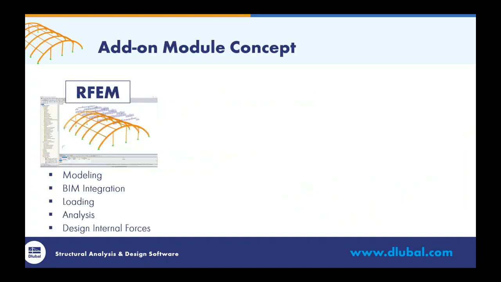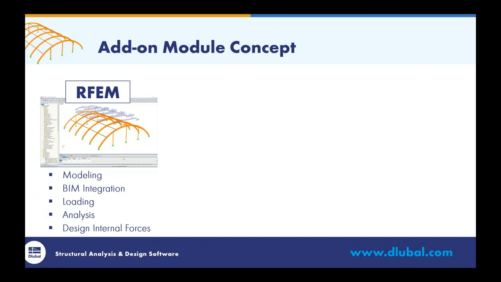So for those of you who are not familiar with our program, we do work with the add-on module concept. RFEM is our main finite element analysis program. This allows us to fully model our structure. All of our materials and cross sections from the various standards are available within this main program. We can even integrate with BIM software such as Revit, Tekla, AutoCAD. We can load our structure, set up our load combinations per the various standards, and we can run a full analysis. With this analysis, we're going to get information such as internal forces, deflection, and support reactions, and we can take this information into our own design tools, whether that's spreadsheets, in-house programs, or other software if we'd like to do the design. But rather, we can also do the design directly within RFEM with the use of add-on modules.